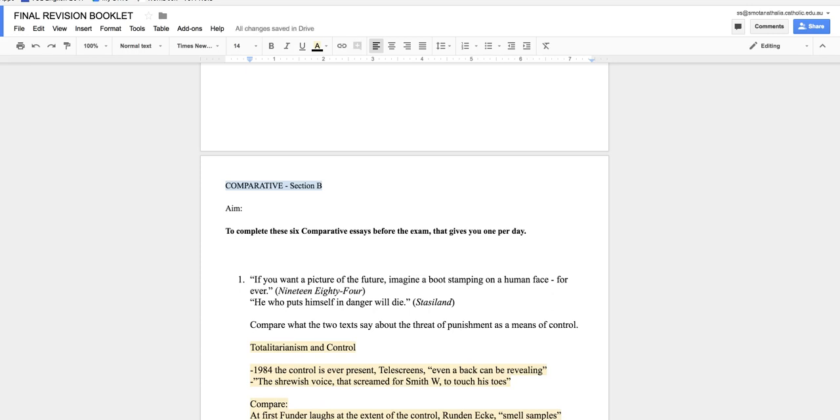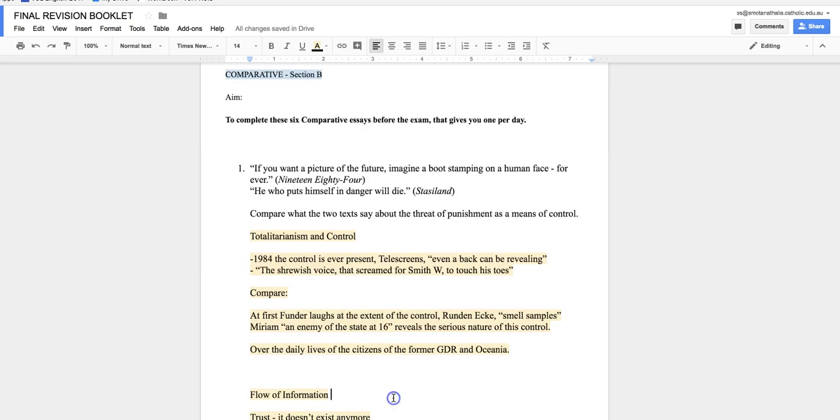So you would say that both 1984 and Stasiland highlight a strong level of control over the daily lives of the citizens of the former GDR and Oceania. Alright, that would be your basic structure for that paragraph. Alright, that's not working for me. There we go. And then you would say flow of information.